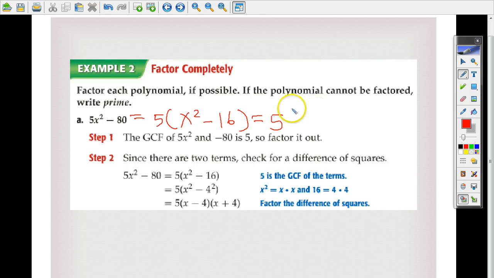So this is x squared minus 4 squared. Now you have difference of squares. So can we write this as x plus 4 and x minus 4? So 5 times x plus 4 and x minus 4. Okay, so that's your completely factored form.